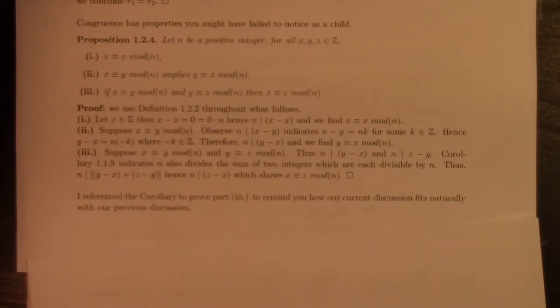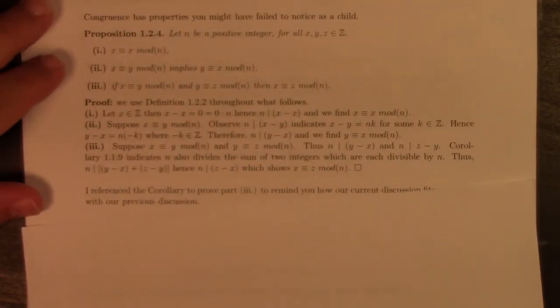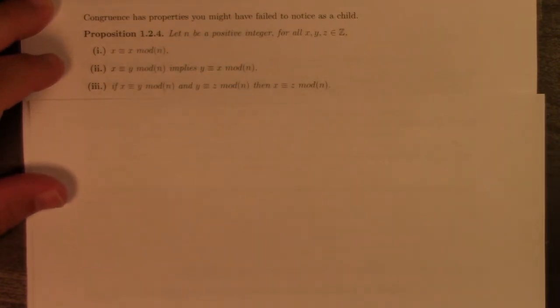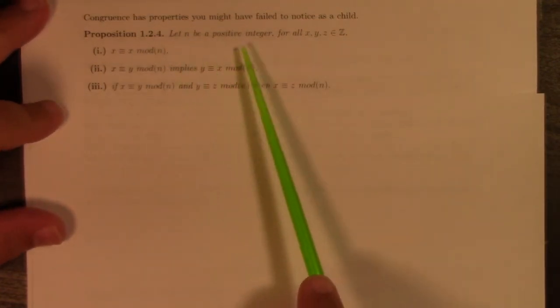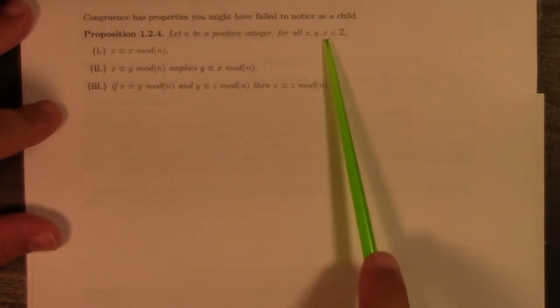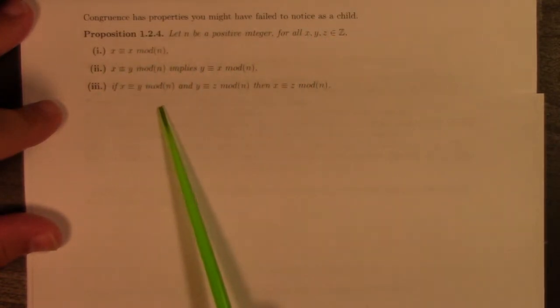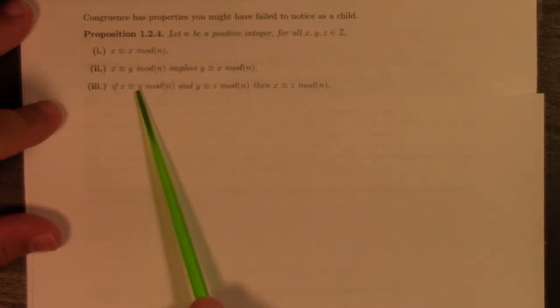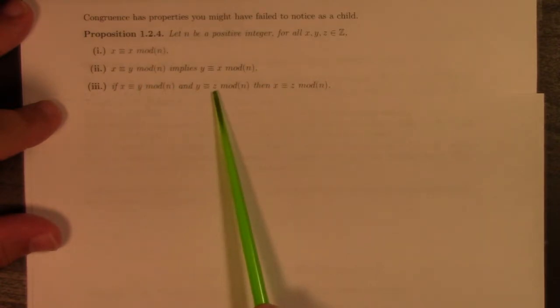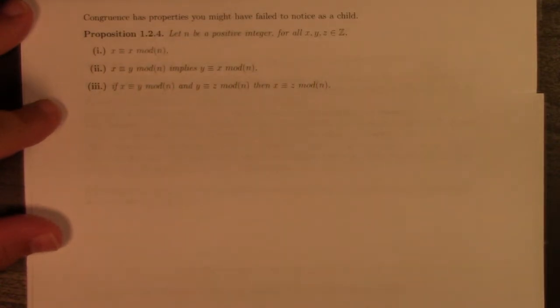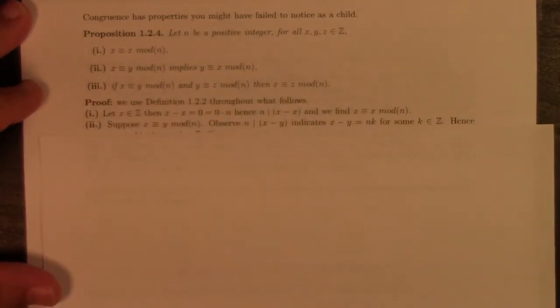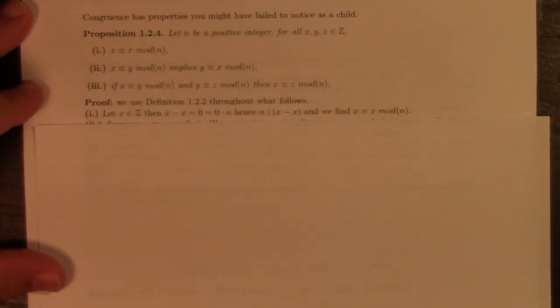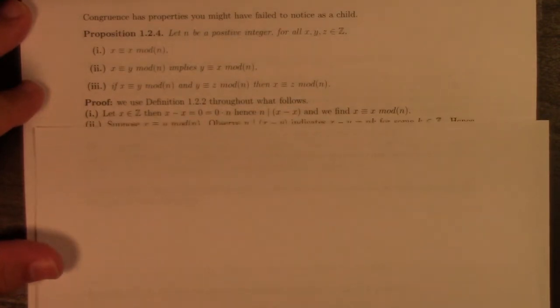Congruence is an equivalence relation, right? In particular, for any positive integers x, y, z, x is congruent to x mod n. If x is congruent to y, then y is congruent to x. And we also have transitivity, right? x congruent to y and y congruent to z implies x congruent to z mod n. And the proof of these things is pretty straightforward. You can either think about it in terms of remainders, or you can think about it in terms of multiples. I actually prefer to think about it in terms of divisors and multiples personally.